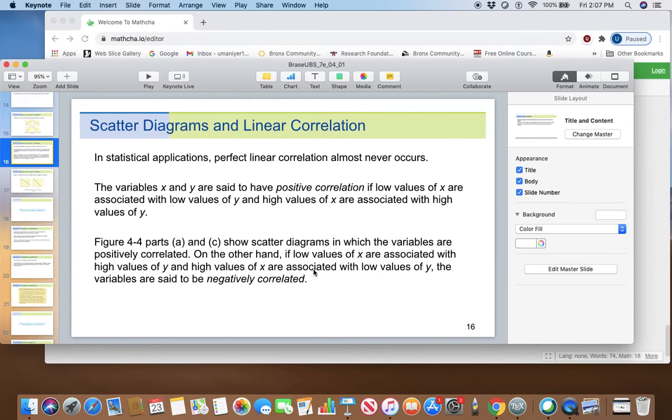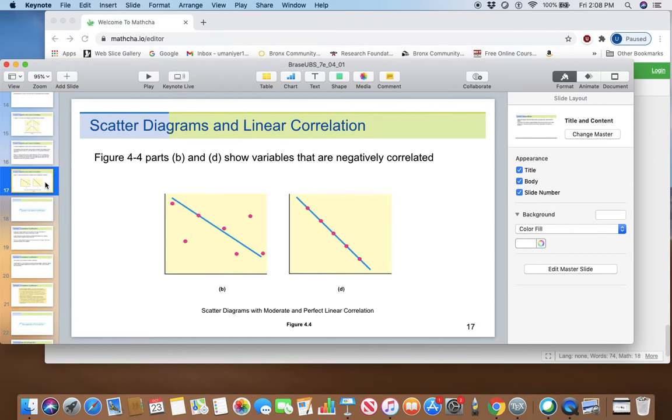Okay? If low values of x are associated with high values of y, high values of x are associated with low values of y, the variables are negatively correlated. So here is negative correlation. Low x, so here is a point, for example. Low x, high y. Look at that. That's high x, low y. So what's happening? X and y are negatively correlated.